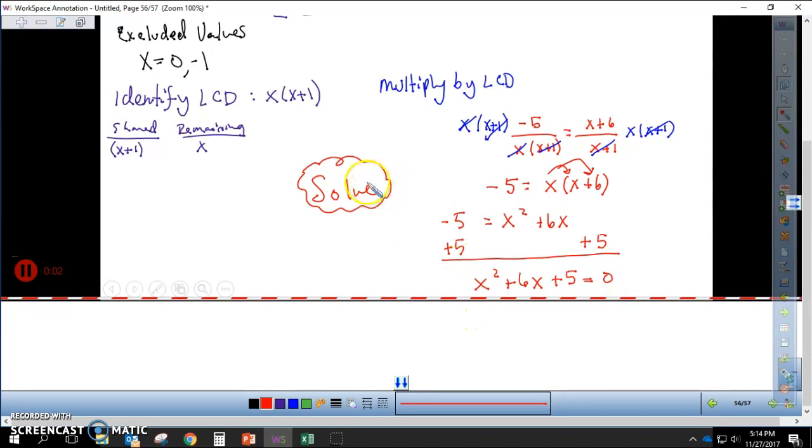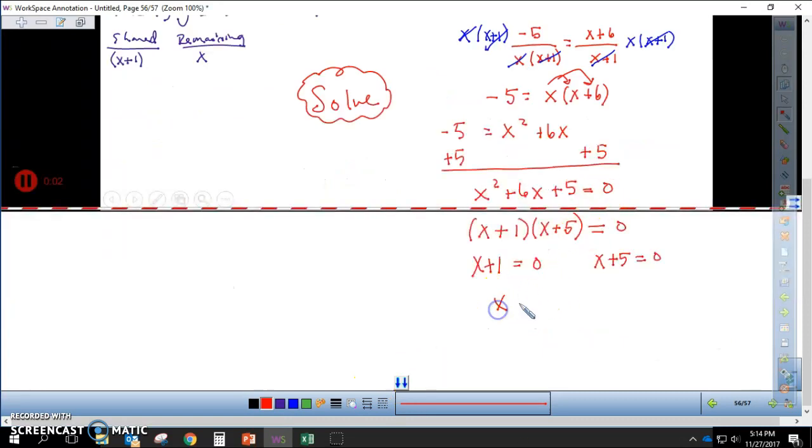And remember, if I want to solve here, all you have to do is factor this trinomial, which using our AC method, is x plus 5 times x plus 1 equal to 0. And therefore, we have two solutions. X plus 1 is equal to 0, x plus 5 is equal to 0, which gives us x is equal to -1, or x is equal to -5. Okay, so these are our possible solutions.